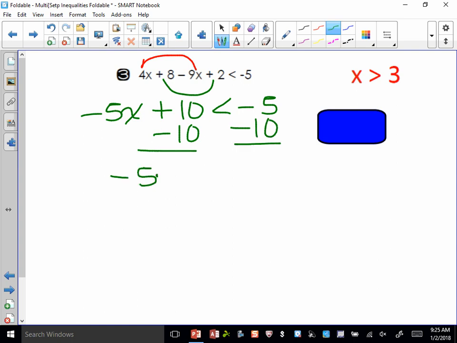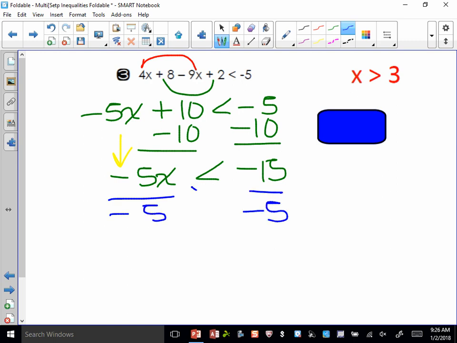So I'll have -5x is less than -15. Now, this is where I have the coefficient being negative. So when I divide by this -5, I'm going to reverse the symbol to greater than. And a -15 divided by a -5 is a +3.